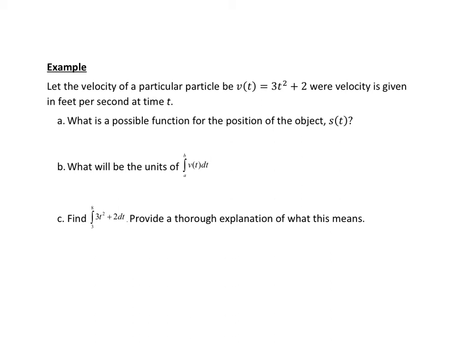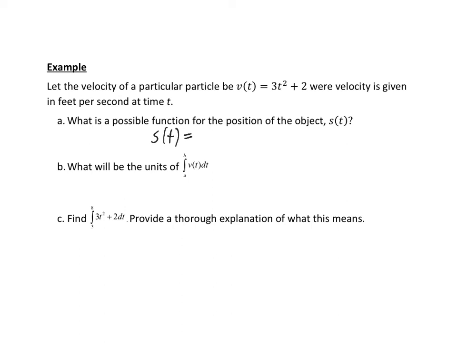So let's look at an example. Let the velocity of a particle be v of t equals 3t squared plus 2, where velocity is given in feet per second at time t. What is a possible function for the position of the object, s of t? So it might be a good opportunity to pause this and try and think. What would be s of t? And what you need to think to yourself is s of t is going to be some function that when you take its derivative, you would get velocity. So looking at that velocity curve, what's a possible function for s of t?